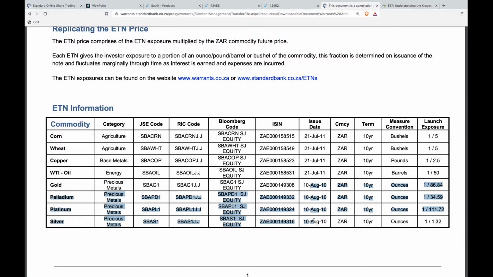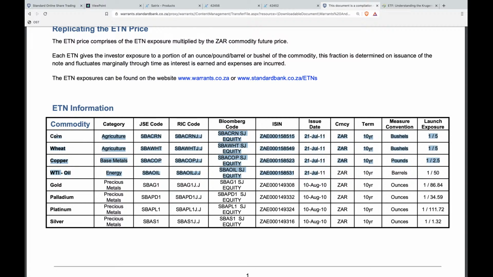If you currently hold that, you will get a cash payout at fair value. Obviously, there's process and T+3 on the JSE, so it'll take a couple of days, but you will get your cash paid out. If you're holding them and want to roll into an ETF, contact the folks at One Invest. They will help you with that process. But then there's a bunch here that are expiring only next year, and that's the corn, wheat, copper, and West Texas Intermediate oil. West Texas, not Brent.